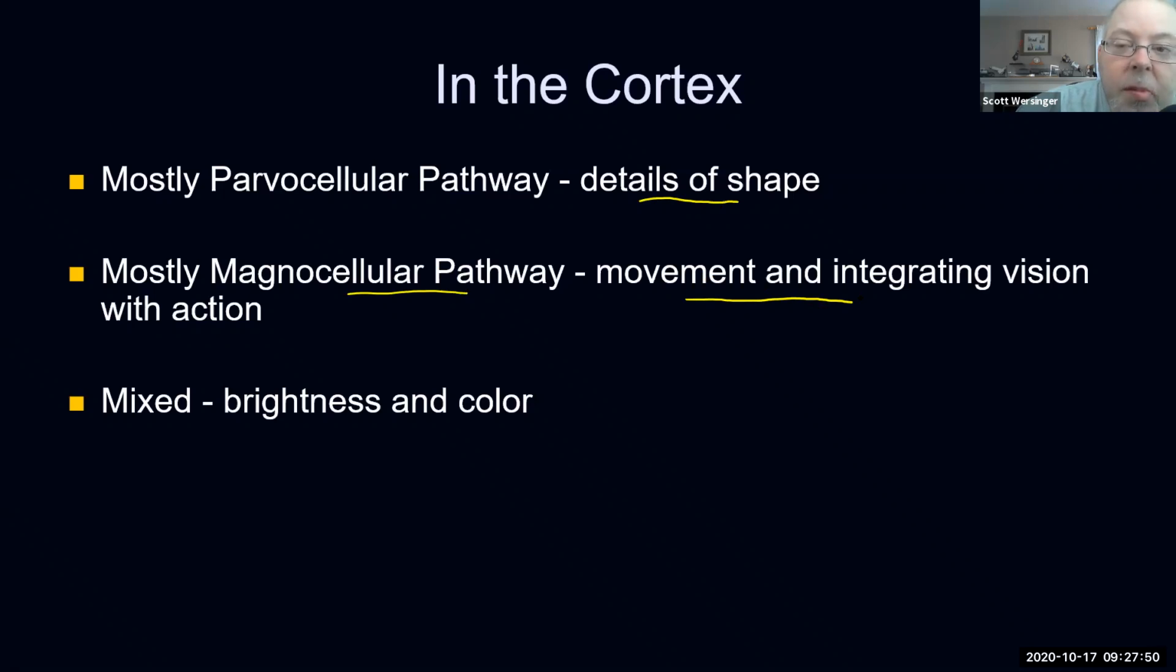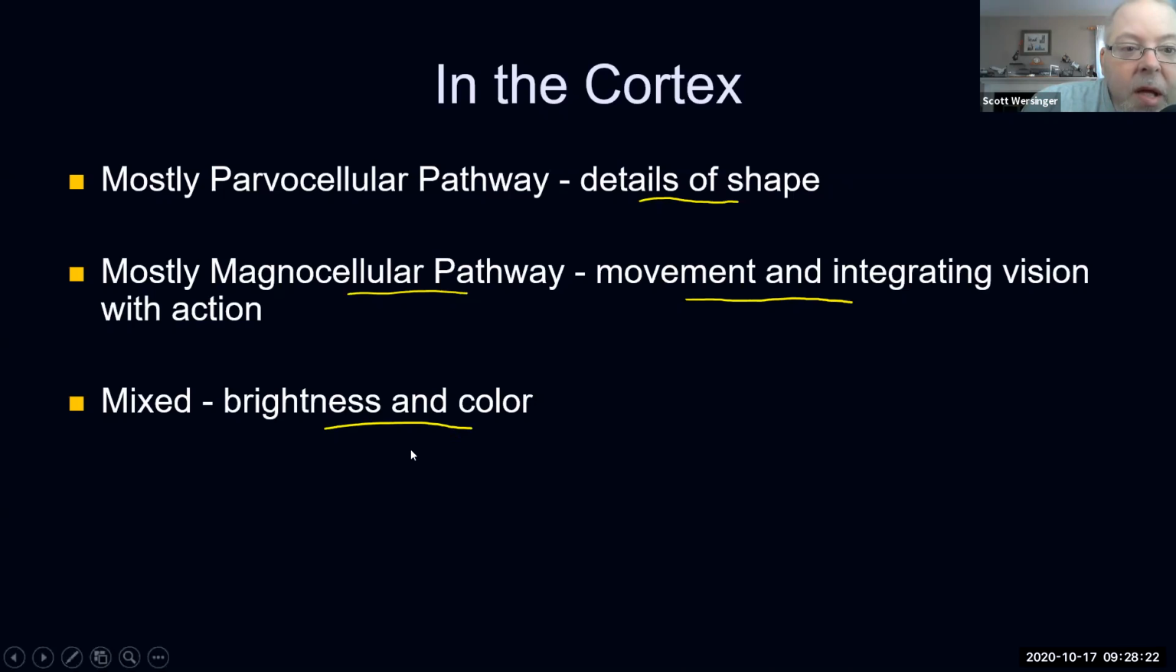So let's say someone tosses a ball toward you. You want to catch it. It's always your best option if you can. So you're going to try to catch it. We need to integrate vision with movement. That requires a lot of brain power, a lot of integration, and so that'll occur in other parts of the brain. And then we also have a mixed pathway that has information from both, and that's going to deal with perceptions of brightness and color.